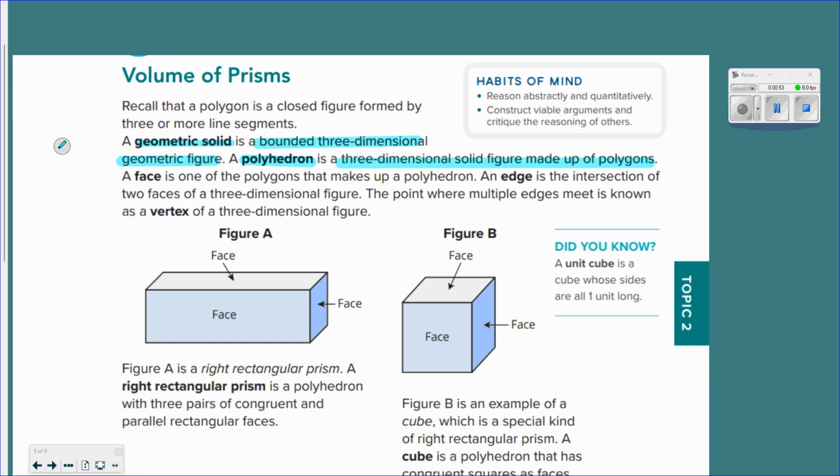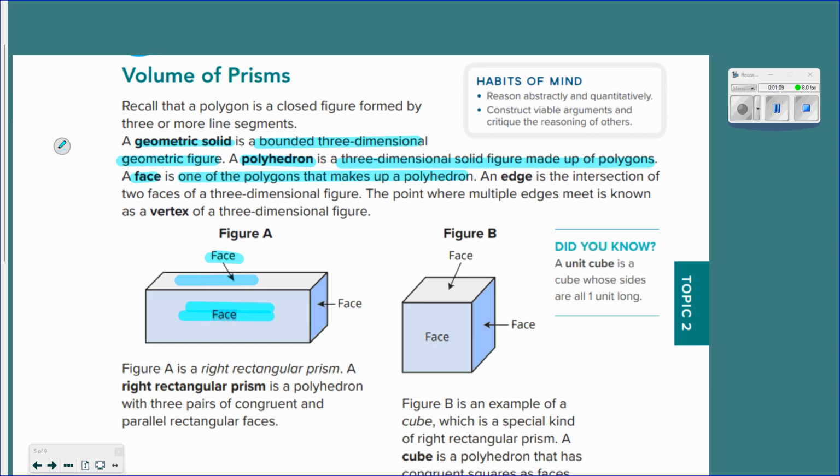The first one is the face. The face is one of the polygons that makes up a polyhedron. So when we talk about the face, we're talking about this portion of it. That's the big part that you're seeing. That's what we call the faces.